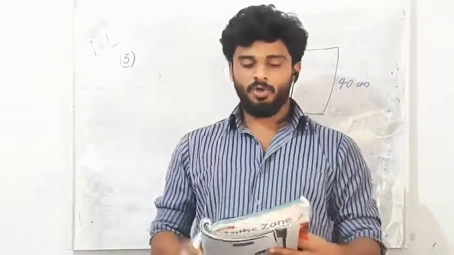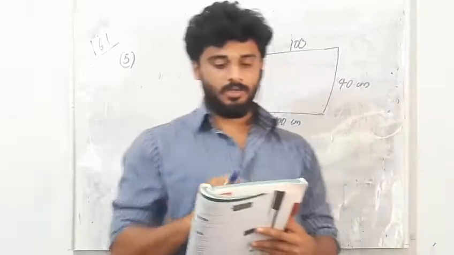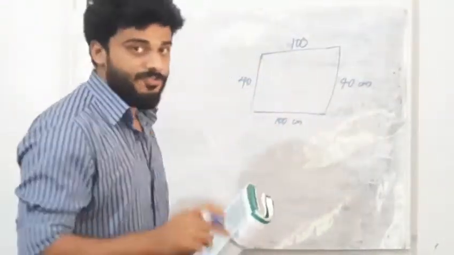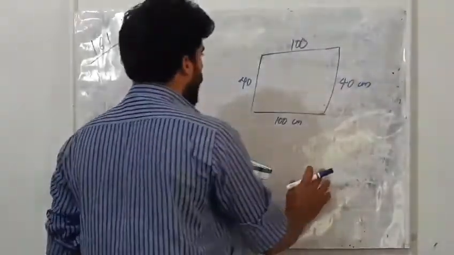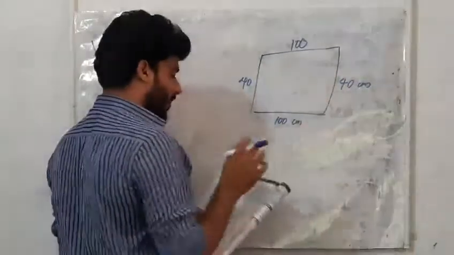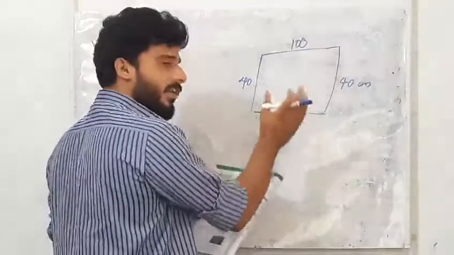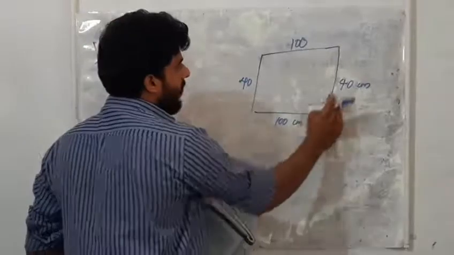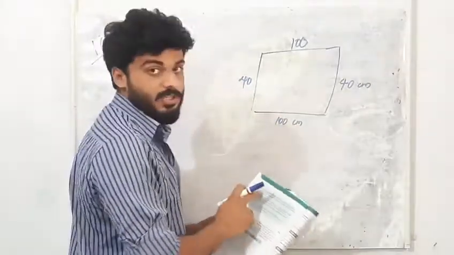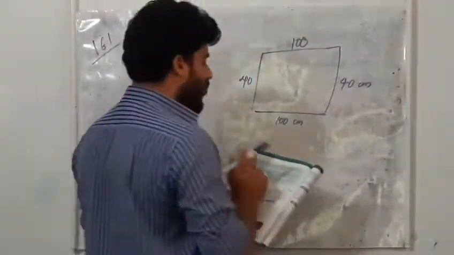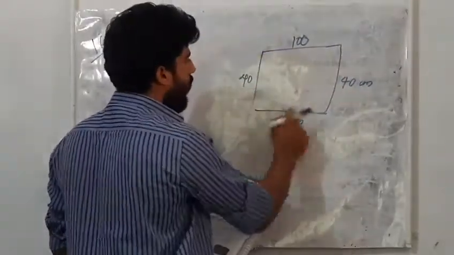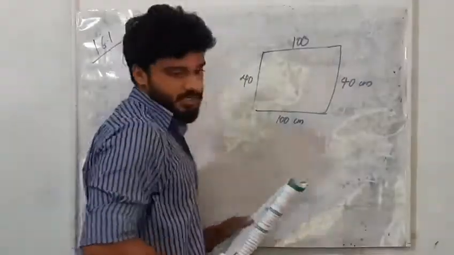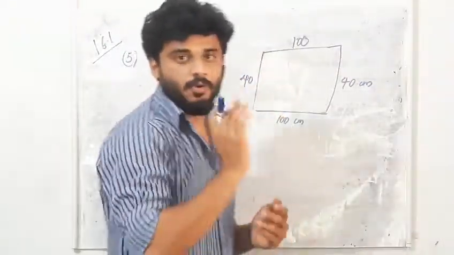This is our question. From the information in the question, I have drawn a rectangle of dimensions 100 by 40 centimeter. It's the base, that is the down part of the kennel, and this will be the shape, 100 centimeter by 40 centimeter. She wants to put a fence around these dimensions. So find the amount of fencing required in meters.